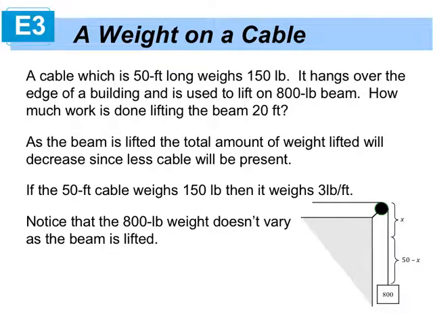How much? 3 pounds less. Which is? 147. 147, beautiful. I pull up 2 feet. What's the cable weigh? 144. I pull up 10 feet. 120, excellent. Are we seeing a pattern here? I pull up x feet. How much does the cable weigh? 150 minus 3x. Good.